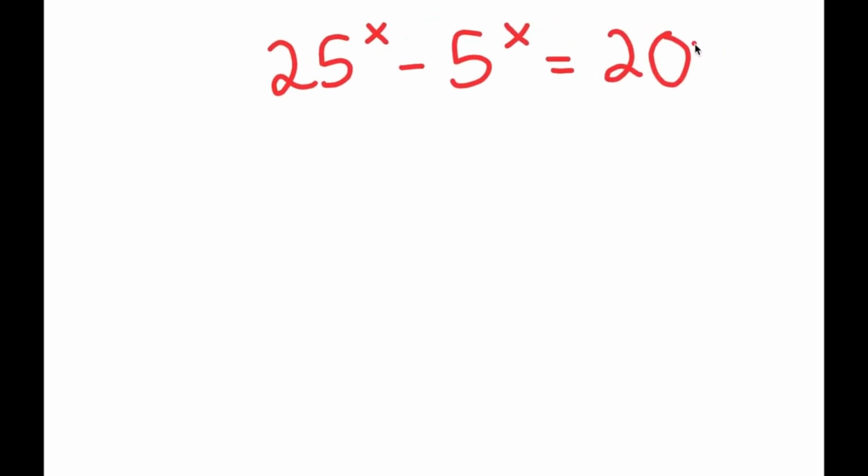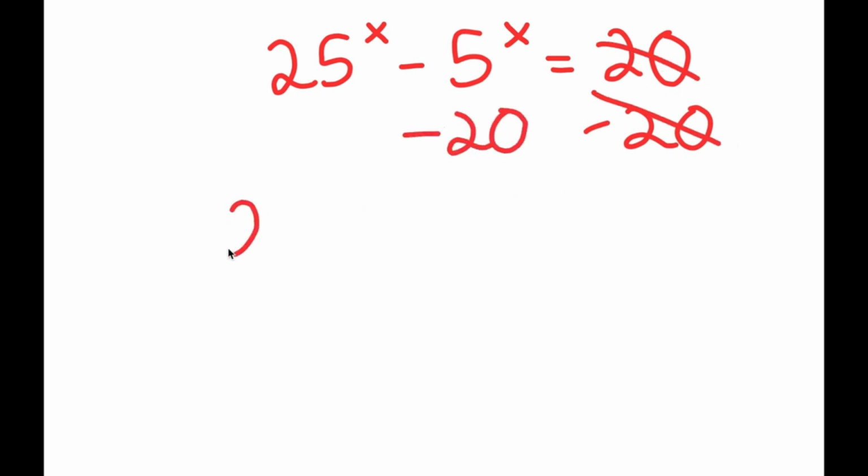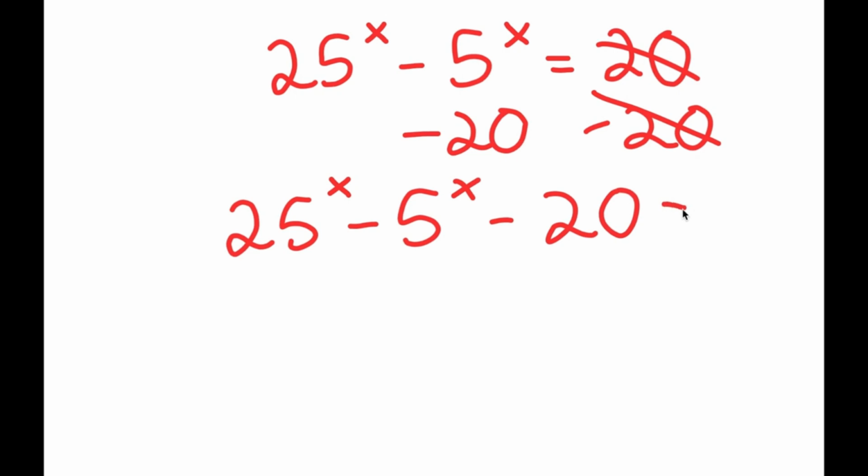Alright, so in this video, I'm going to be solving the equation 25 to the power of x minus 5 to the power of x is equal to 20. To solve this equation, I'm going to first start by subtracting 20 on both sides. So then these two cancel out, and I get 25 to the power of x minus 5 to the power of x minus 20 is equal to 0.